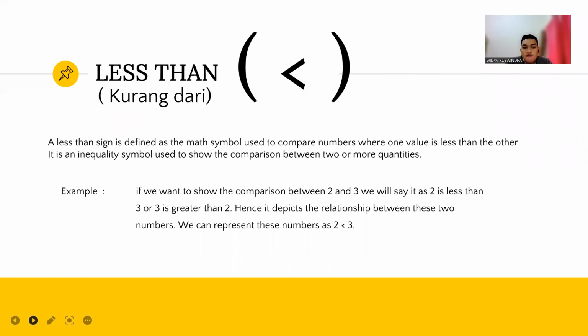For example, if we want to show the comparison between 2 and 3, we will say it as 2 is less than 3 or 3 is greater than 2. Hence, it depicts the relationship between these two numbers. We can represent this as 2 less than 3.